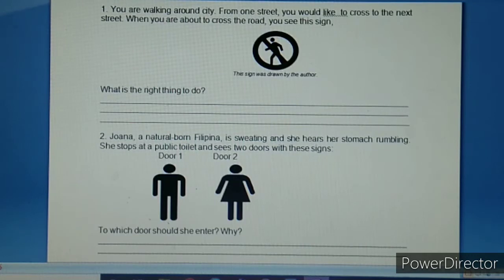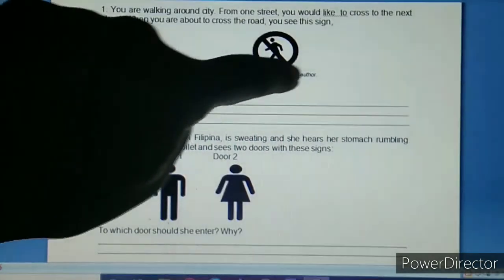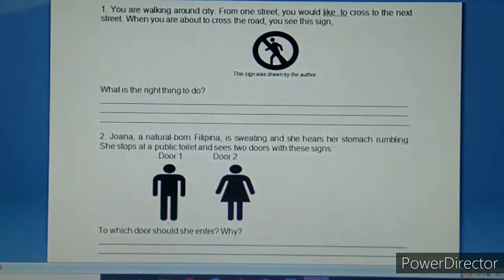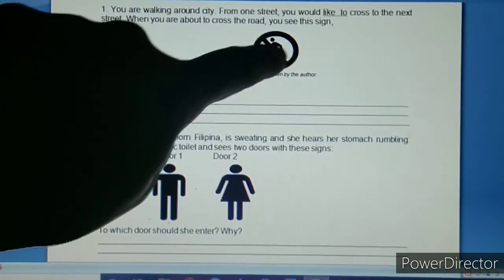Okay, number 1. You are walking around the city. From one street, you would like to cross to the next street. When you are about to cross the road, you see this sign. So what is the right thing to do when you see this sign?